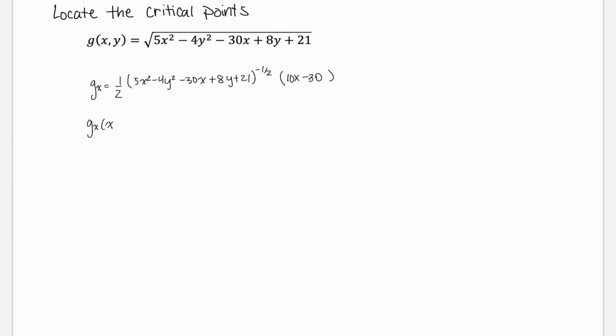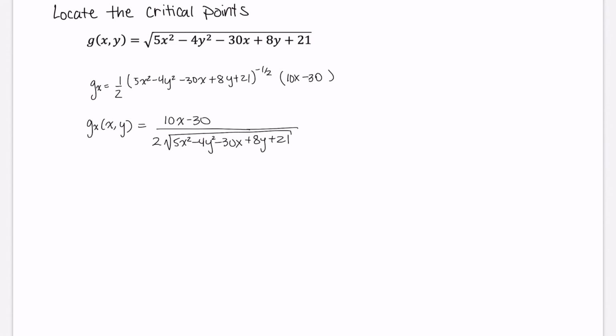So the partial derivative with respect to x of g is equal to 10x minus 30 divided by 2 times the square root of 5x squared minus 4y squared minus 30x plus 8y plus 21. Excuse me, that's a 4y squared.